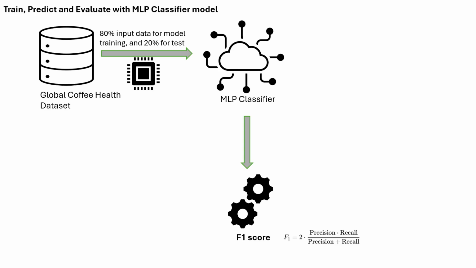After pre-processing, we split the dataset into 80% for training and 20% for testing. The MLP classifier is trained on the training set, learning relationships between lifestyle inputs and health outcomes. Once trained, the model generates predictions on the test set. We evaluate the result using the F1 score, which balances precision and recall.